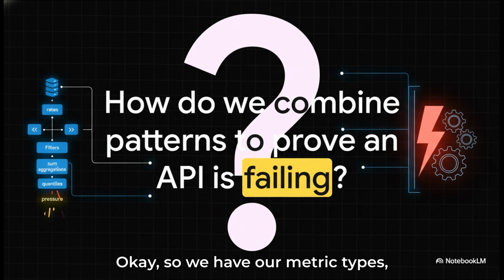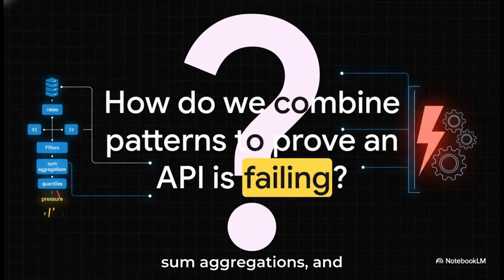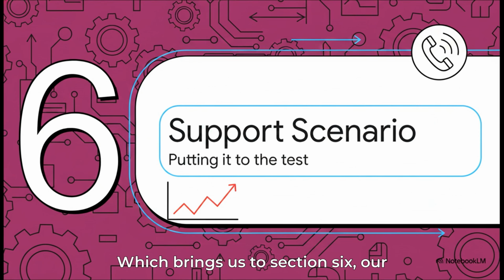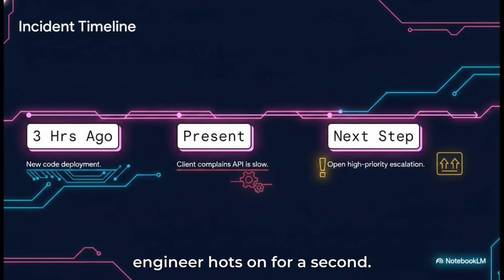Okay, so we have our metric types, our rates, our label filters, our sum aggregations, and now our quantiles. The really big question is, how do we combine all of these stacked patterns to prove a specific API is failing when the pressure is really on? Which brings us to Section 6, our real-world support scenario. Time to put all this to the test. Let's put our support engineer hats on for a second.